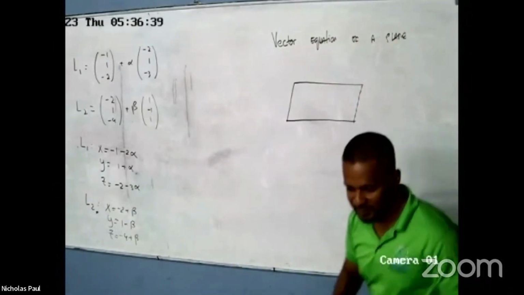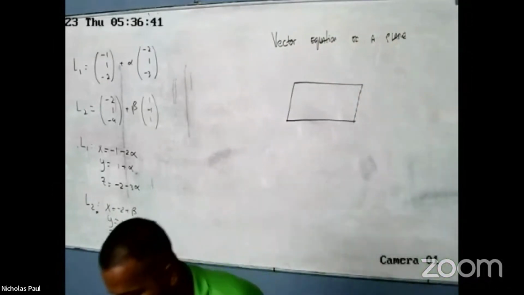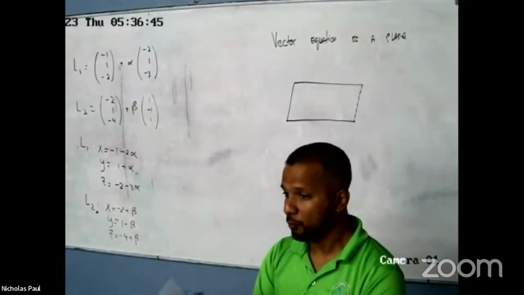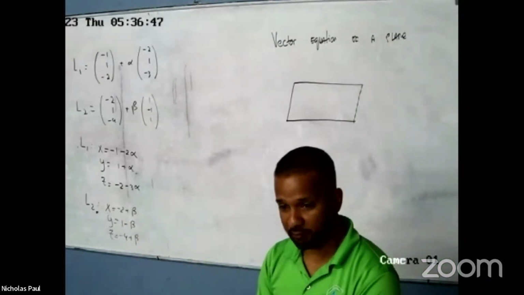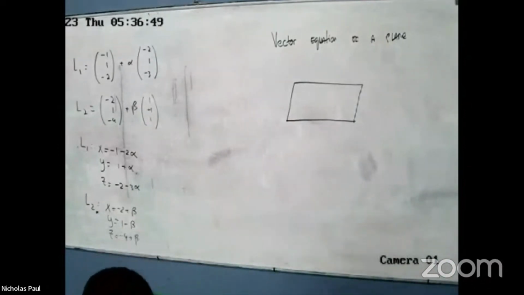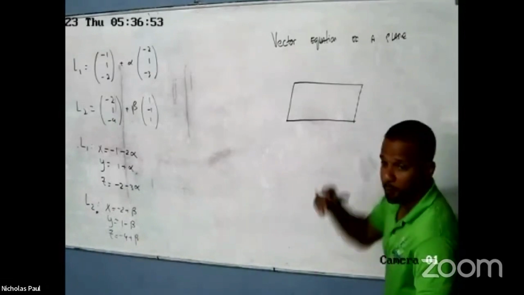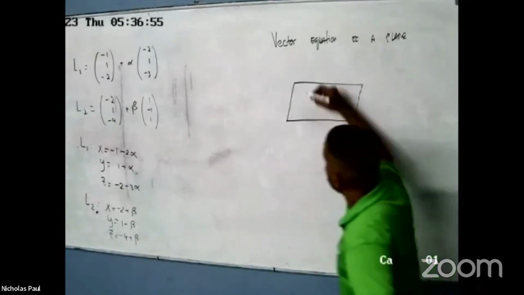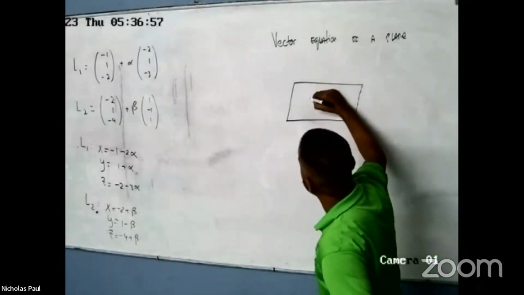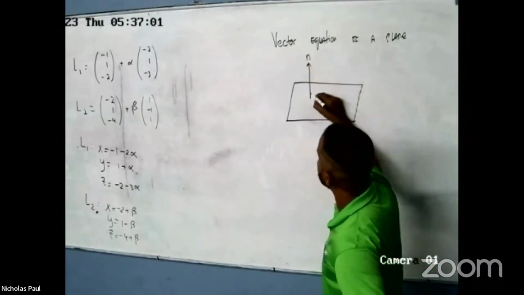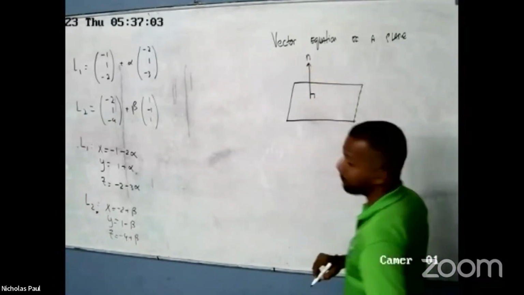As I said, in 3-dimension, a plane is just a piece of paper, like one sheet of paper. We're trying to find the equation of this plane. How do we get it? We need two things. We need something to give us direction. So what we use is a vector perpendicular to the plane. Let's call it N. It is perpendicular to the plane.